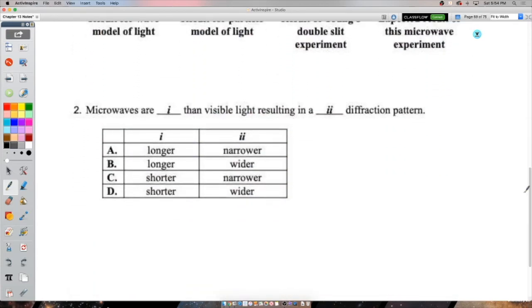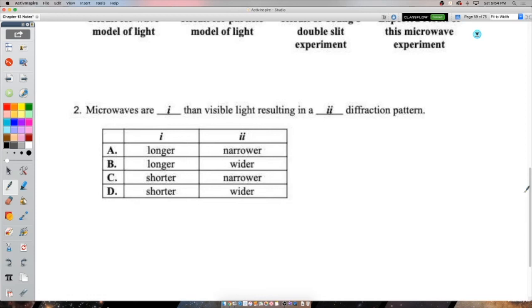Now, question here: microwaves are blank than visible light, resulting in a blank diffraction pattern. So knowing what microwaves are is just a memory question, right? You have to know the EMR spectrum. So biggest wavelength to smallest wavelength, we have radio, microwave, infrared, visible, ultraviolet, X-ray, gamma, right? So microwave comes before visible light.